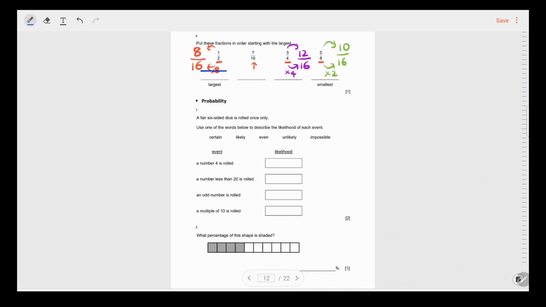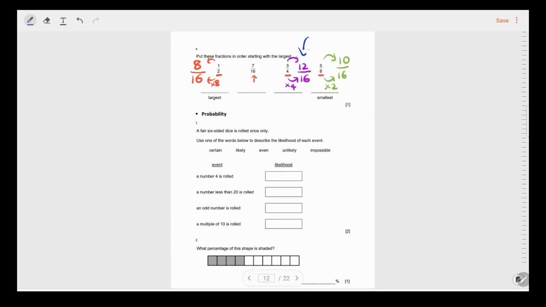So here we have 8 over 16, 7 over 16, 12 over 16 and 10 over 16. So this is the largest. So I'm going to write 3 over 4 here. And then after that it's 10 over 16. So I'm going to write 5 over 8. And then the next largest is 8 over 16. So I'm going to write the fraction that they had given us originally, half.